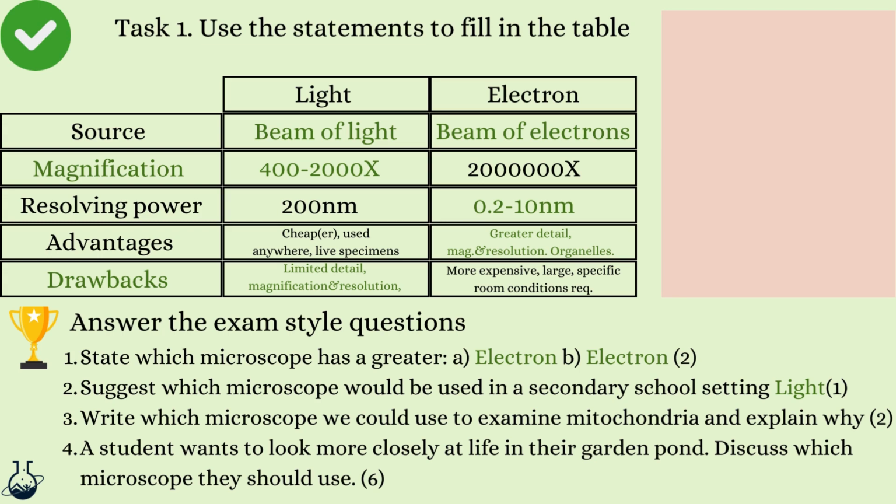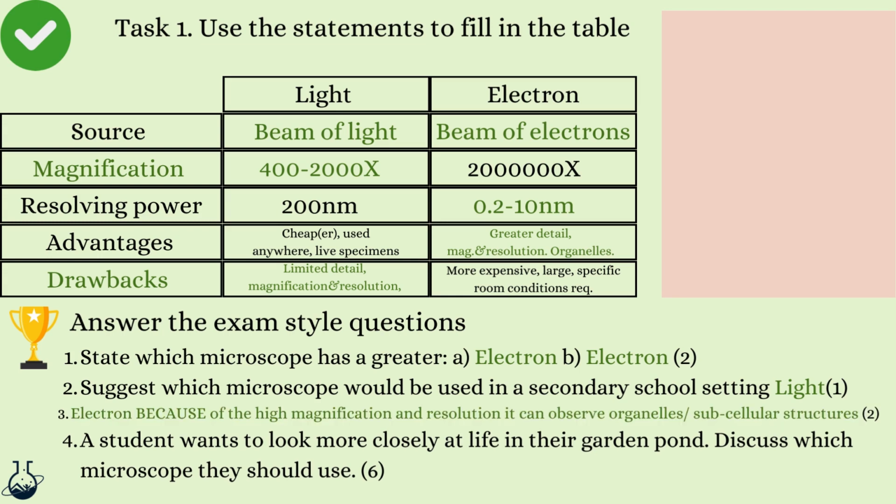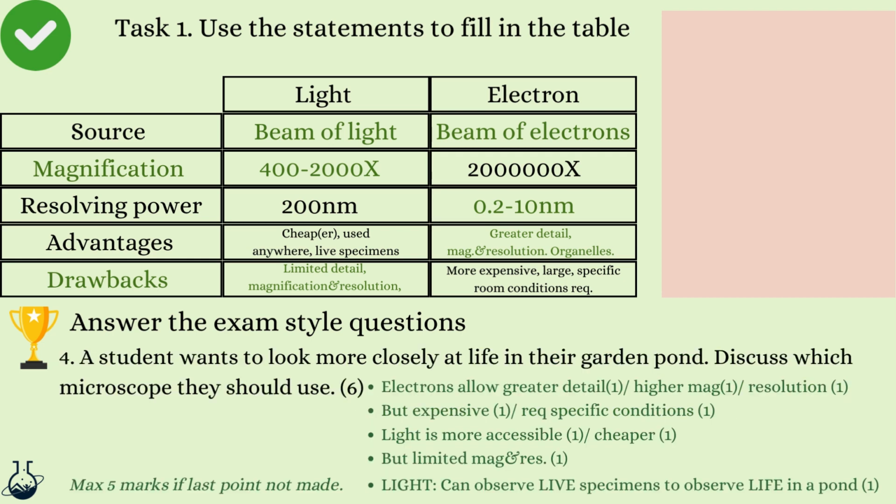To examine mitochondria, we need a better magnification and resolving power to see organelles, in which case we would use an electron microscope. So I would say electron, because of the high magnification and resolution, it can observe organelles or subcellular structures. And question 4 for 6 marks.